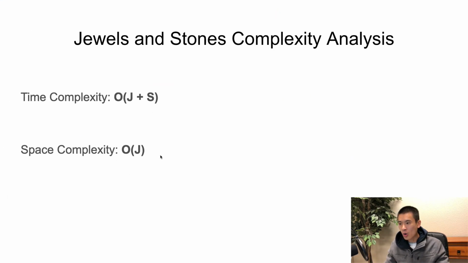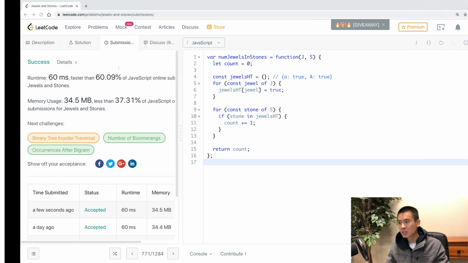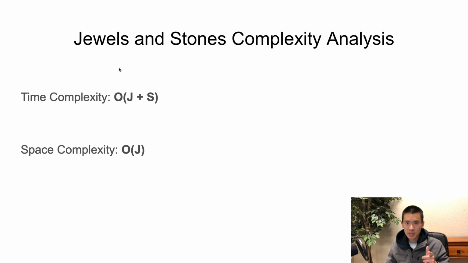Space complexity is O of J because our jewelsHT hash table will have the number of keys equal to the number of characters in J, hence our O of J space complexity.